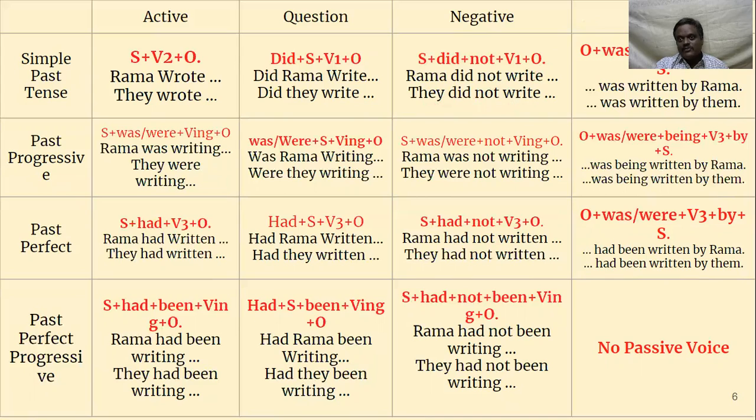Then if it comes to passive, the rule is the same: be form plus V3. In present tense we use is, am, are, but here we use was or were. Same rule, be form plus V3. So we say a letter was written by Rama. A letter was written by them. If the object is plural, we say letters were written by Rama. Letters were written by them.